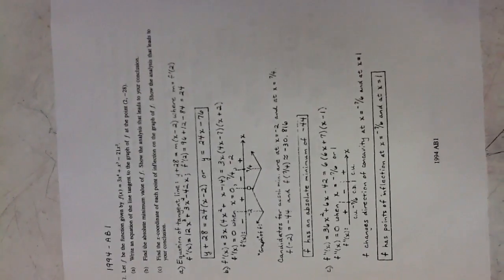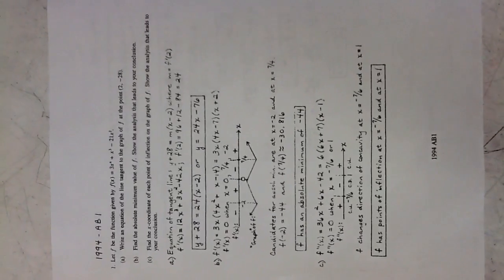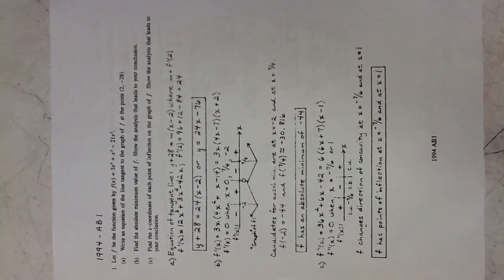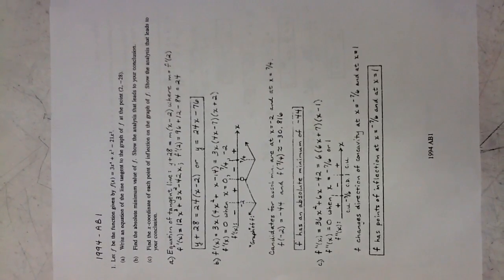We're looking at the 1994 AB question 1 free response. Number 1 says, let f be the function given by f of x equals 3x to the 4th power plus x cubed minus 21x squared.